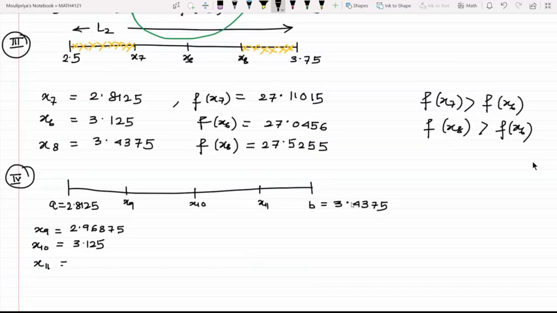No need to calculate more, we are keeping it up to 3 places. x11 is going to be the midpoint of x10 and B, which is 3.28125. So now we would be required to calculate f of x9, f of x10 and f of x11.